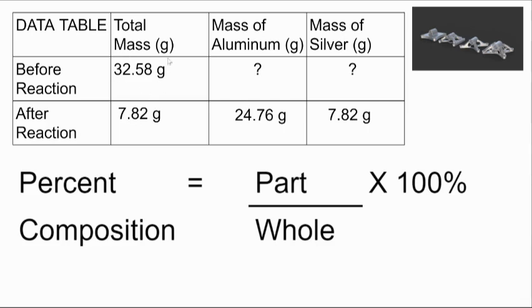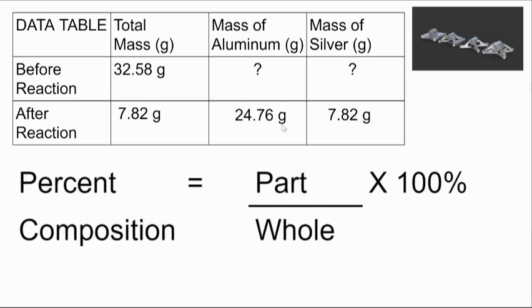Before the reaction is the mass of the entire piece of aluminum, 32.58 grams. After the reaction would be the mass of the unreacted silver, what's left behind, 7.82 grams. That means that the after reaction mass represents the mass of silver because it's what was unreacted and left behind. And can anyone figure out how did we get this 24.76 number? It's not a number that we measured directly.